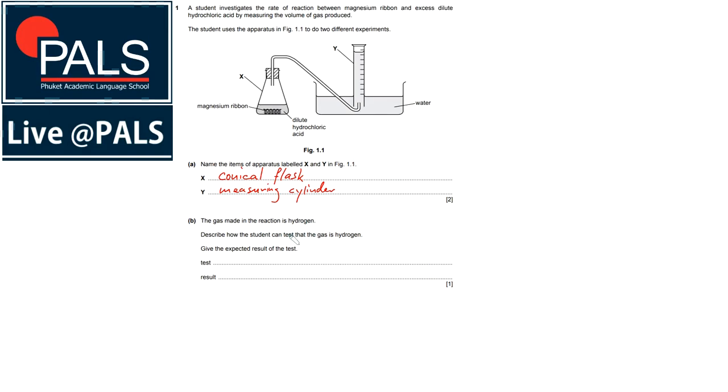The gas made in the reaction is hydrogen. Describe how the student can test that the gas is hydrogen, and give the expected result for the test. So I'm pretty sure you know this test. This is probably one of the first tests you learned about in chemistry. And obviously this is the test where we use a lighted splint. And when we come near the test tube that contains the gas, this will give a squeaky pop.